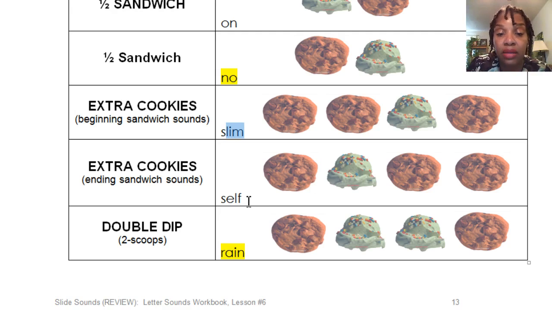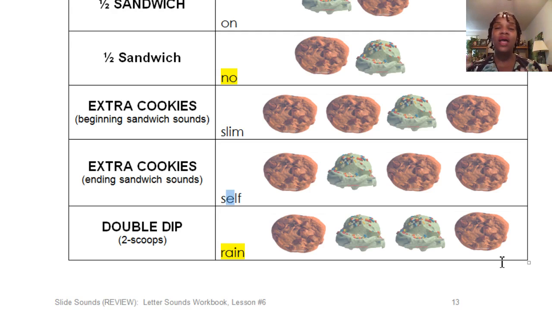right? But now look at this word. This is a word, it's pronounced or sounded out. If you sound out these four letters, it's self. And in this word, the extra cookie sound is at the end, right? Because if we sandwich the vowel, what's the vowel in this word? The vowel sound is the eh sound, right? And if we sandwich the vowel, we would sandwich it between the s sound and the l sound, but we got an extra sound at the end.